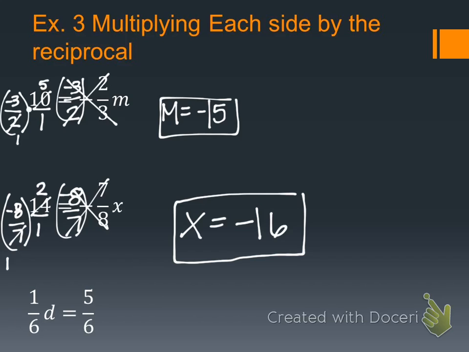All right, what would I do on this one? Multiplication of what? 6 over 1, because I want to do the reciprocal, so it cancels out. So I multiply this side by 6 over 1. Well, look, I can change these to 1s. And what does d equal? 5.